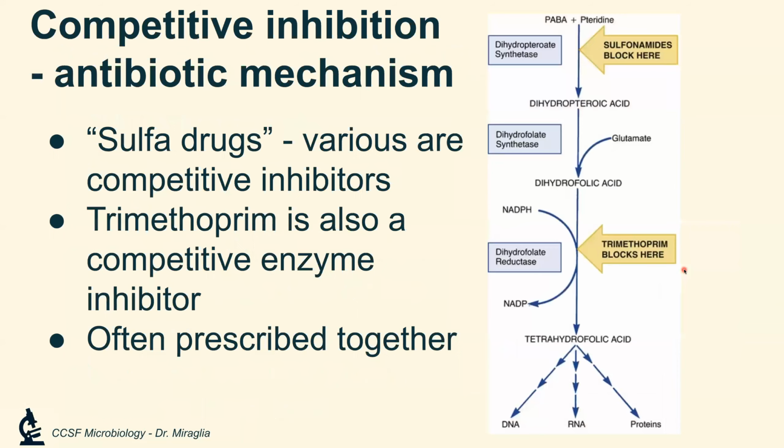make folic acid. So this is a nice diagram of the whole process. Here's para-aminobenzoic acid, and you can see there are several enzymatic steps. Ultimately, the product folic acid is necessary for bacteria to make DNA, to make RNA, and to make protein. There's actually two antibiotics that block this pathway. There's another one called trimethoprim, and it also is a competitive inhibitor of the enzyme dihydrofolate reductase. So you have two different drugs, both functioning at different parts of this pathway as competitive inhibitors.